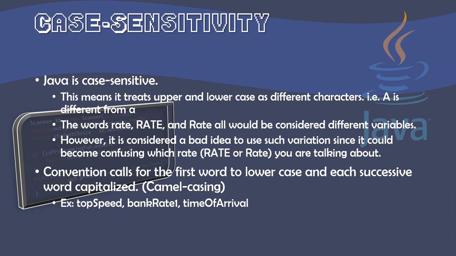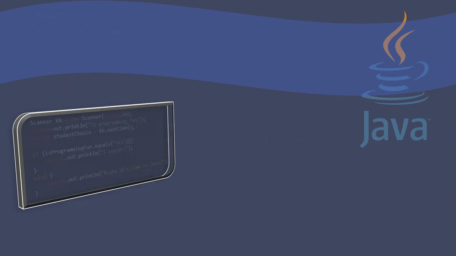So what we do instead is we use a convention called camel casing. What that says is, take the first word, make that lowercase, and capitalize each successive word. And of course, we don't use spaces in between them. So for example, topSpeed, bankRate1, timeOfArrival. This camel casing is a nice way for us to be consistent with our variable naming while following what's generally considered the accepted practice.